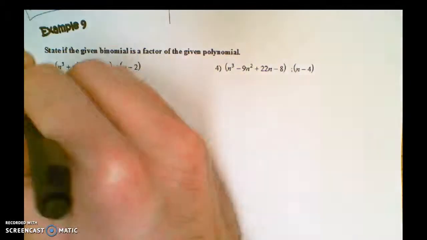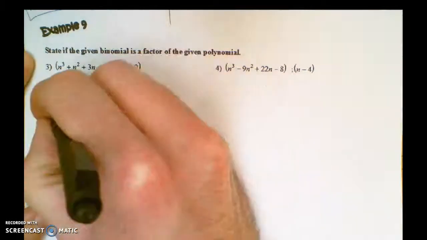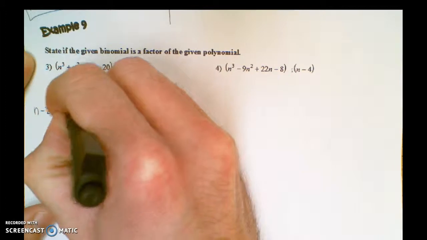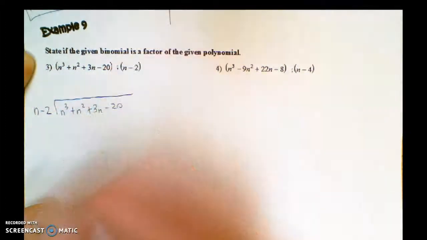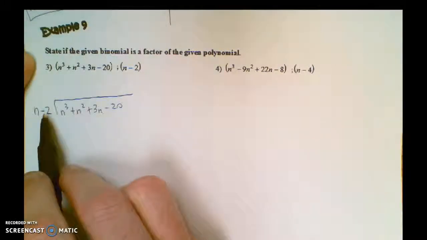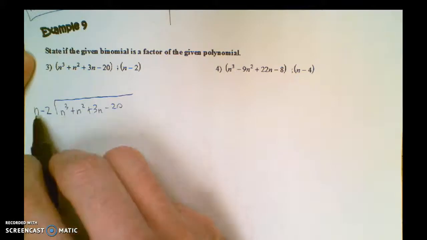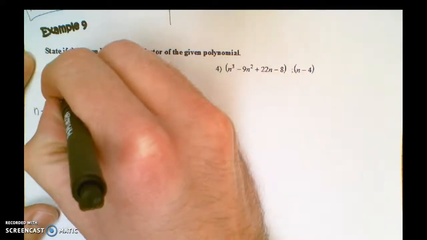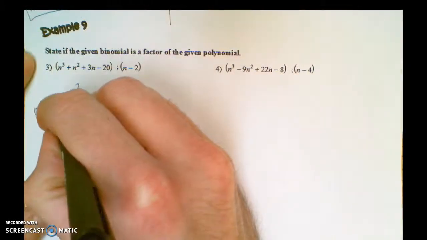If I divide this, I take n minus 2 and see if it can be divided into this polynomial. So I'm going to take this and divide it by n minus 2. You do your process. What do I multiply by n to get n to the third? You get n squared. So n times n squared is n to the third.